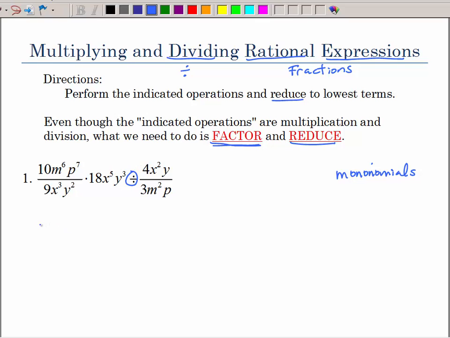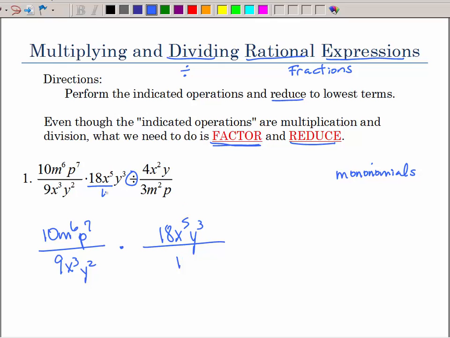So let's just go ahead and rewrite this problem. And when you're writing it out, you might want to just give yourself a little extra room. And remember, this is like over 1. Now, since we're dividing by that last fraction, we're going to multiply by the reciprocal. So notice I've kind of given me a lot of space.